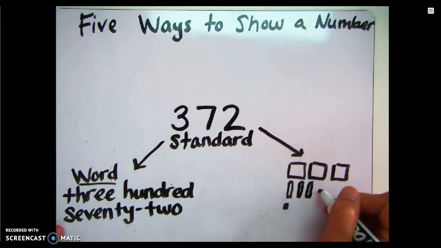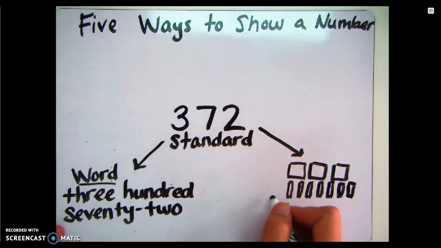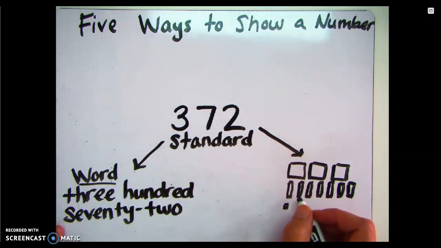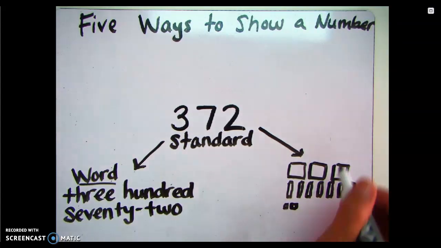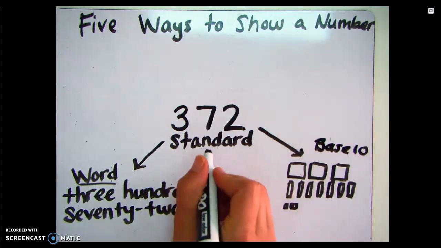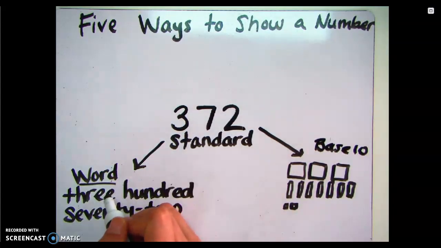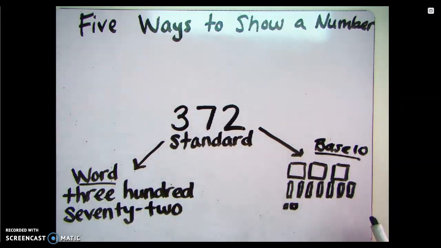2, 3, 4, 5, 6. 1 more makes 7. Now the digit in the ones place will tell me how many little ones I need. I have 1 already, and now I'm going to draw another square to make 2. So now I have represented this number in 3 different ways. The first way was standard. The second way was word form. And the last way was base 10 blocks.